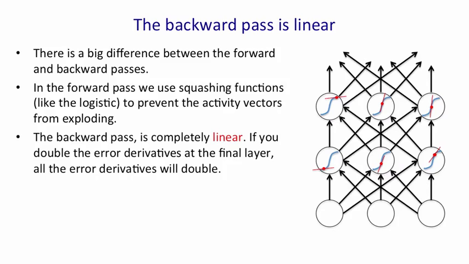The backward pass, however, is completely linear. Most people find this very surprising. If you double the error derivatives at the final layer of this net, all the error derivatives will double when you backpropagate. So if you look at the red dots that I put on the blue curves, we'll suppose those are the activity levels of the neurons on the forward pass. And so when you backpropagate, you're using the gradients of the blue curves at those red dots. So the red lines are meant to show the tangents to the blue curves at the red dots. And once you've finished the forward pass, the slope of that tangent is fixed.